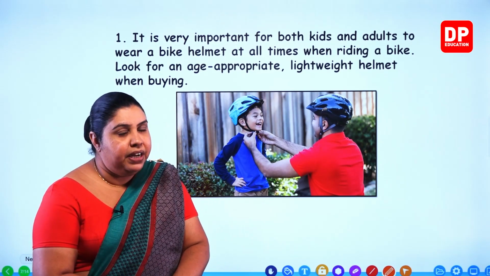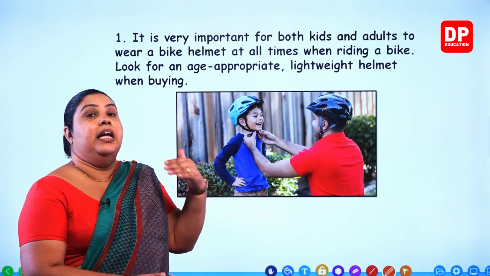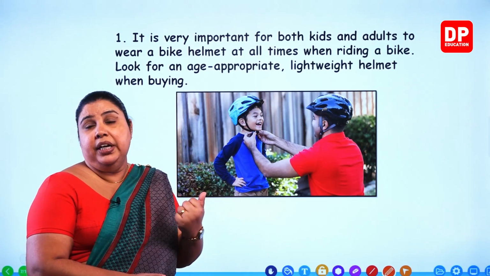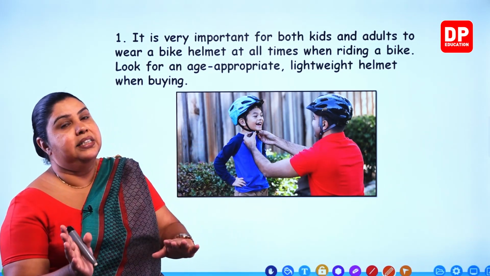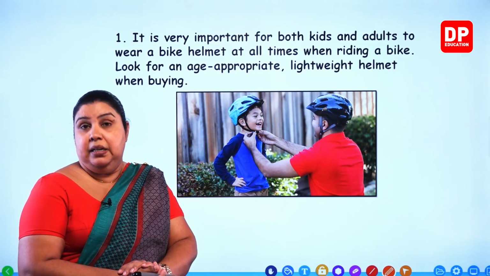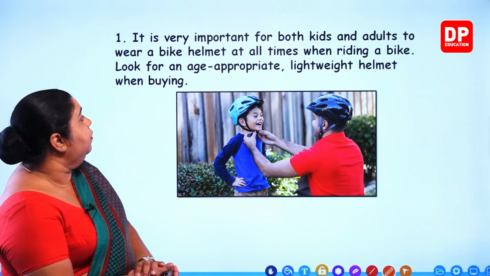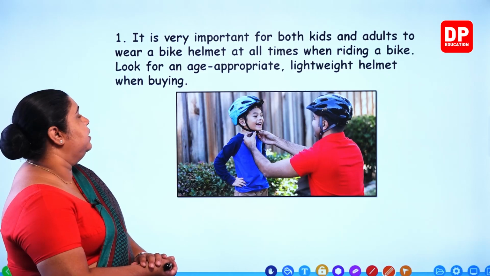No, even when you ride a bicycle, even though you're a small child and you think, I'm small, I don't have to worry. No, even if you're a small child or an adult, you have to wear a bike helmet whenever you're riding a bicycle. Look for an age-appropriate lightweight helmet when buying.